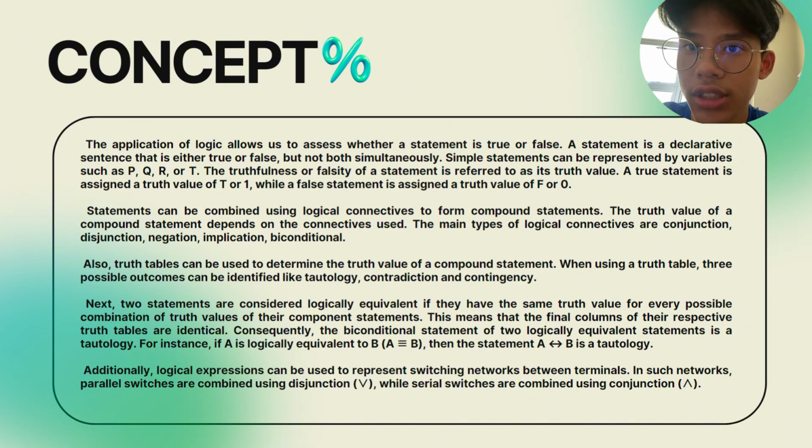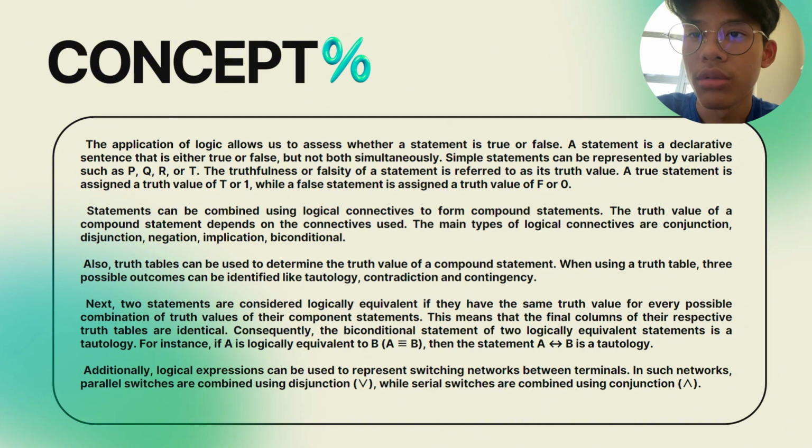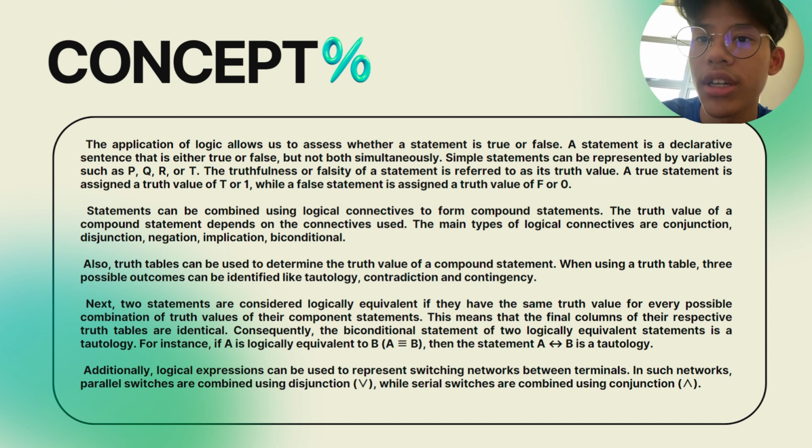I'm going to talk about the concept. Logic allows us to assess the truth or falsity of statements. A statement is either true or false. Simple statements are represented by variables like P, Q, R, or T. Logical connectives combine statements to form compound statements, with the truth value depending on the connective. The main types are conjunction, disjunction, negation, implication, and biconditional. And that's why we have truth tables.